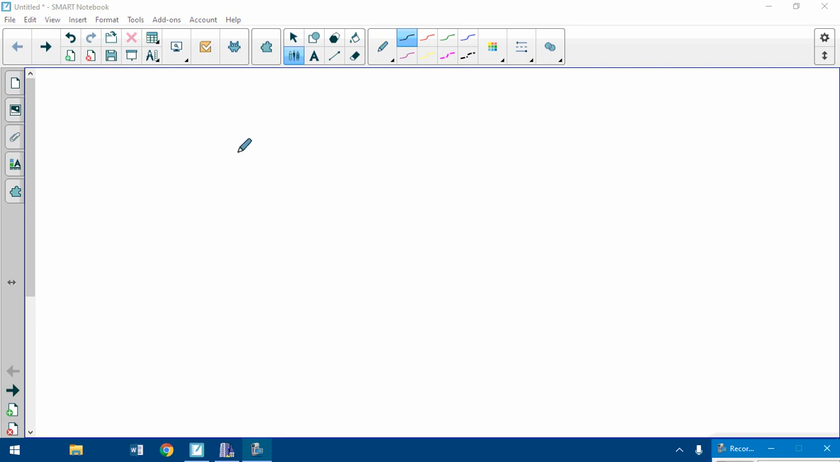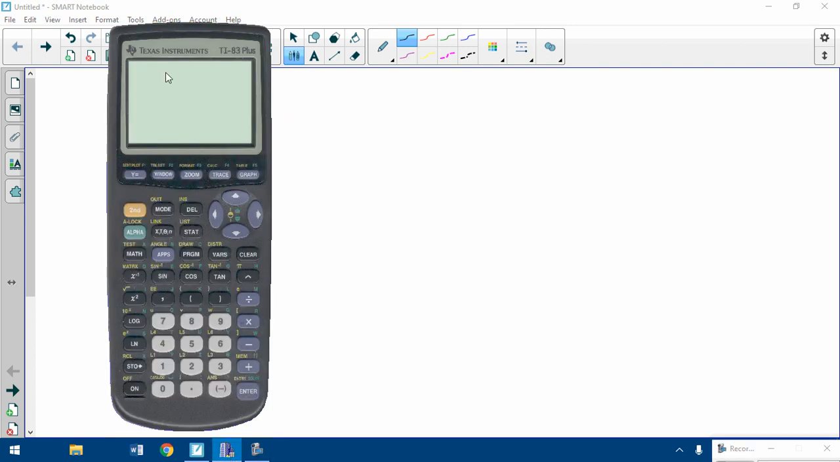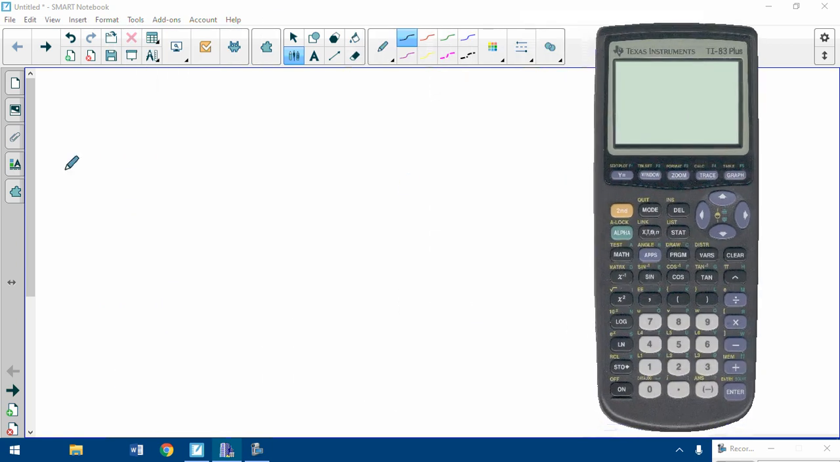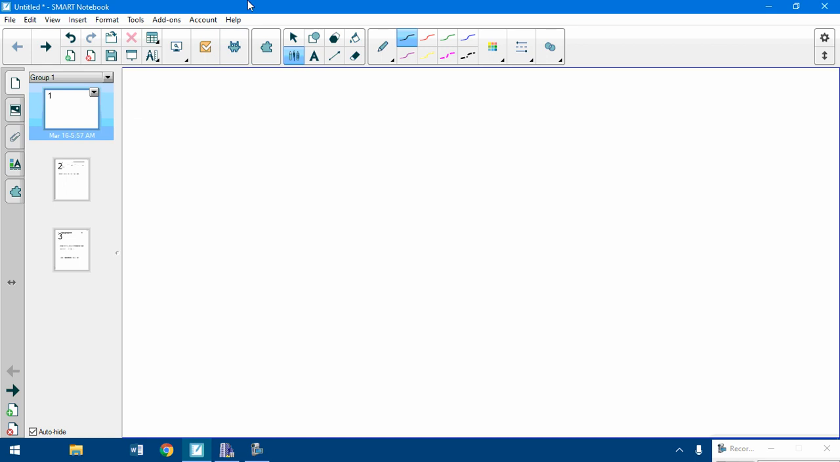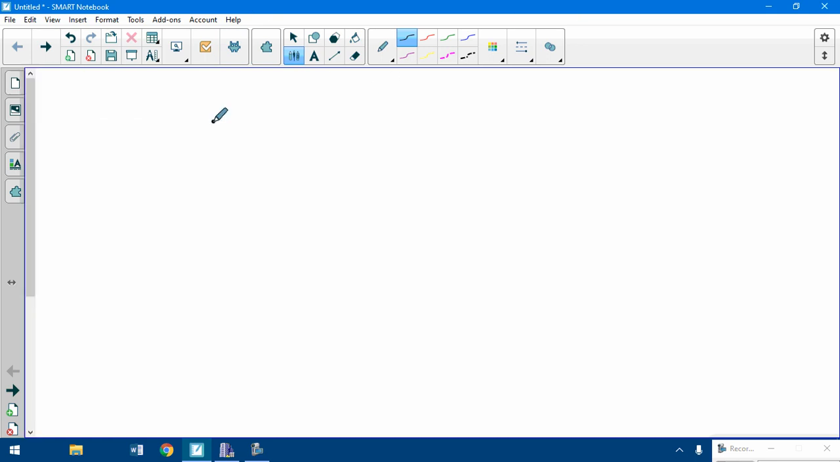You'll need to start with your own paper today, so have that out. You'll also probably want your calculator. I've only got this old one, but we'll make do with it. And you're also going to need this note sheet. It says day 113. Hopefully you have that available, so grab that as well. But if you want to start with your own notes, that'd be great. So again, we're going to start with, you can label this day 113.